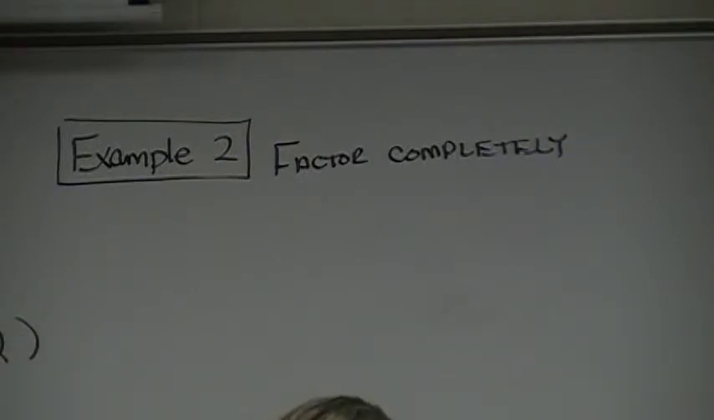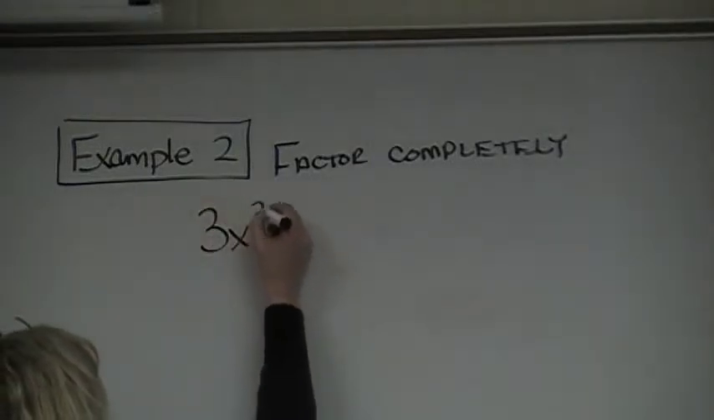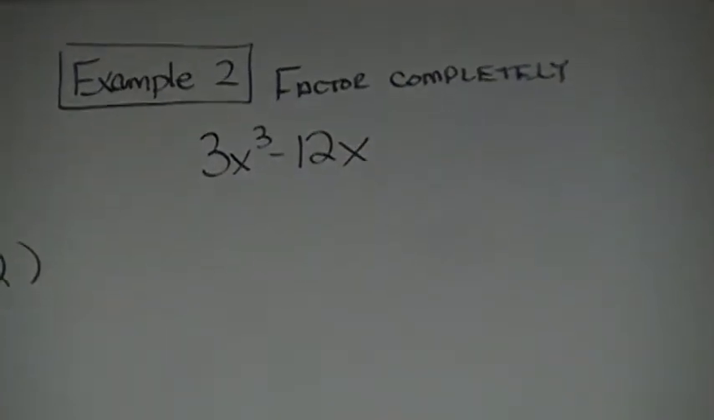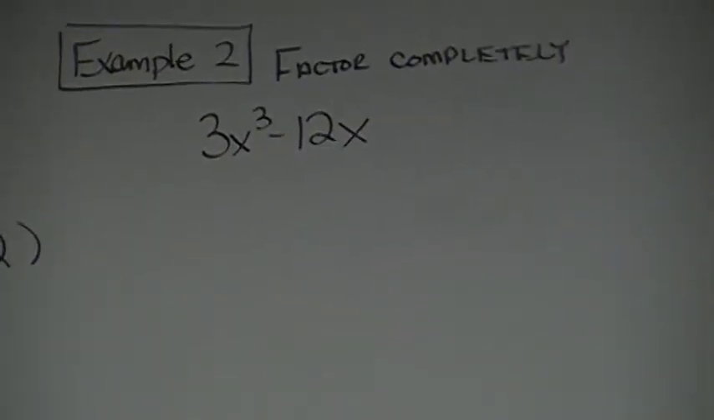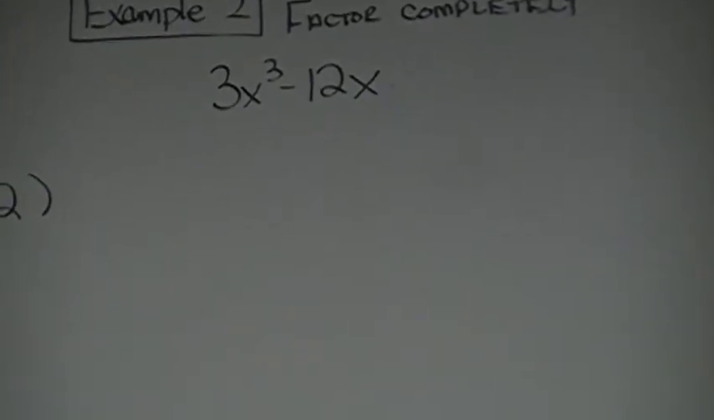Let's do 3x cubed minus 12x. Okay, guys, I'm going to put that down. We're going to factor this binomial. We're going to follow the steps I have on the board.